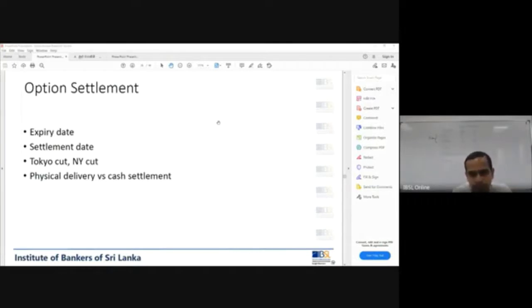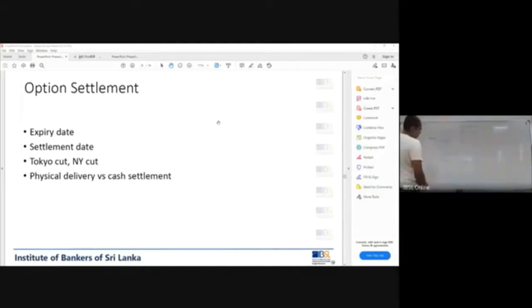Right, so again, option settlements: you can do physical delivery or cash settlement. Physical delivery means that on 30th June, if the buyer of the call option comes to me and asks for the mango, I can give him an actual mango at 150 rupees.